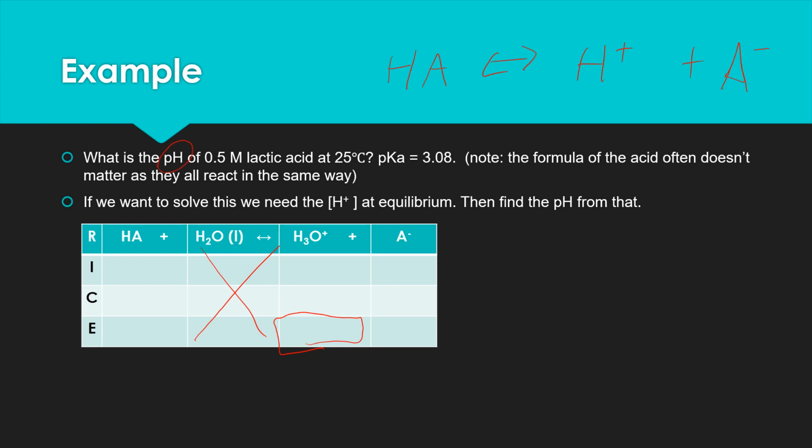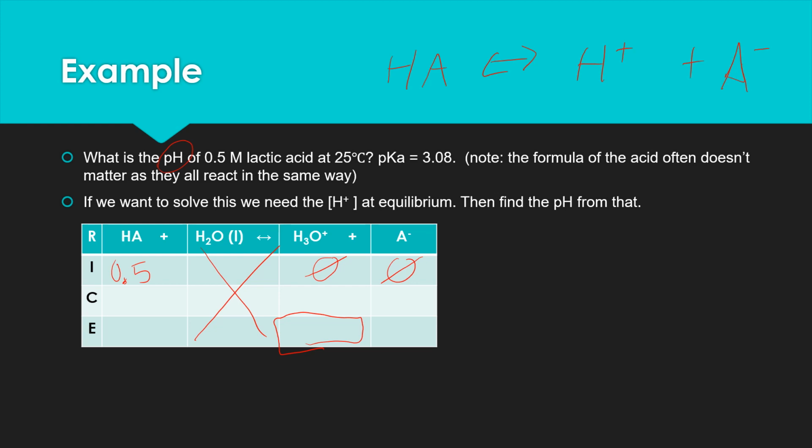So let's look at what we do have. We know the initial concentration of our acid. So that's 0.5. We only have one sig fig here, but that's okay. We can assume we have no initial concentration of our products. Now, we don't have any other information to fill in here. So what we can use is our pKa value to help us out.